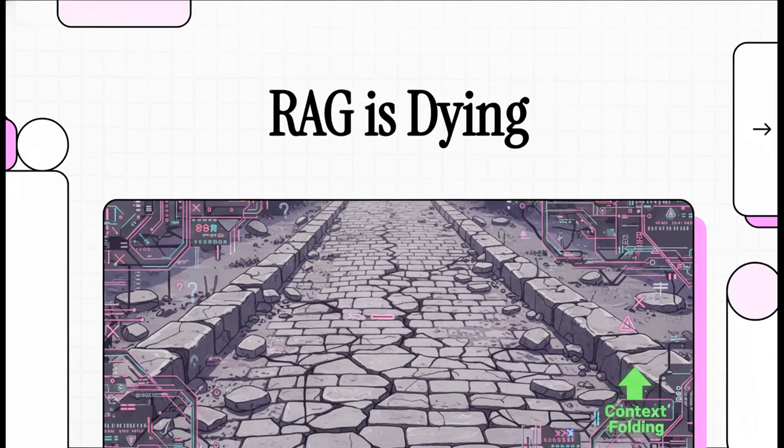All right, let's cut right to the chase. The entire foundation of how we've been building AI systems is starting to crack. Retrieval-Augmented Generation, RAG, the thing we all thought was the answer, is officially becoming a bottleneck. For any task that requires deep reasoning, the standard RAG architecture is dying.